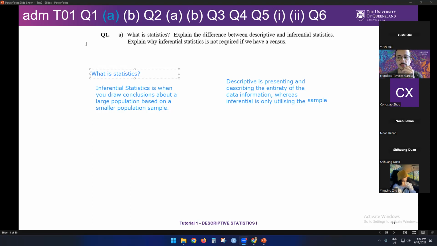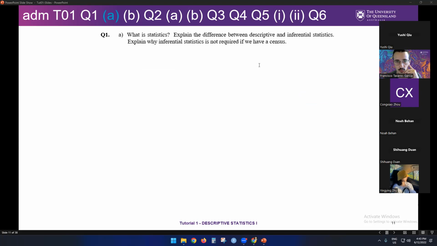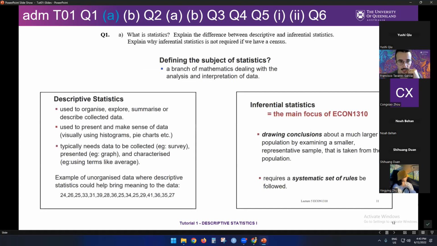And I'll start with descriptive. Descriptive statistic. Oh, sorry. I'll clear the drawings, close this one, and I'll try to go to the next slide where I have the answers. Defining the subject of statistics. I'll try to use as much as I can from the material, from the slides, so you guys don't need to add more things to the many things you already have to look at. So defining the subject: statistics is a branch of mathematics dealing with the analysis and interpretation of data.